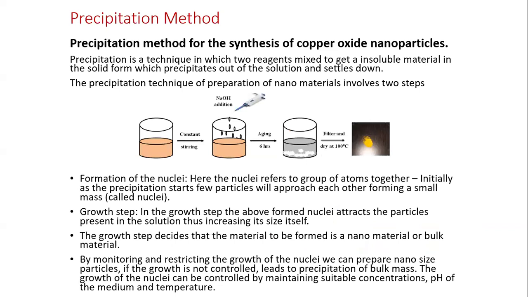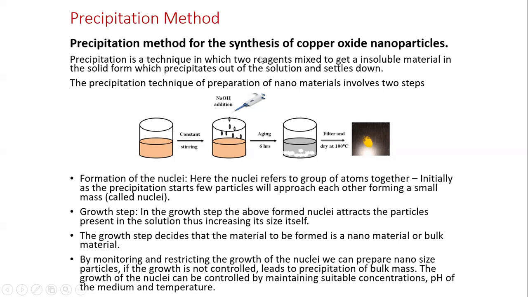There are various methods for synthesis of nanomaterials. Let us see one of the methods, that is precipitation method for synthesis of copper oxide nanoparticles. For the synthesis of copper oxide nanoparticles, one of the methods is precipitation method. And in precipitation method, two important steps are involved. One is formation of the nuclei and the second one is the growth step.